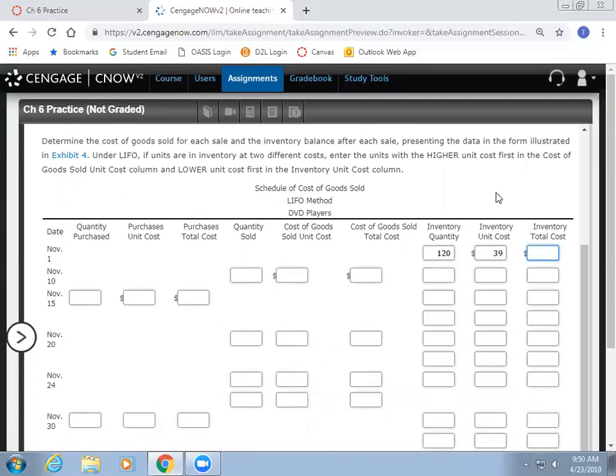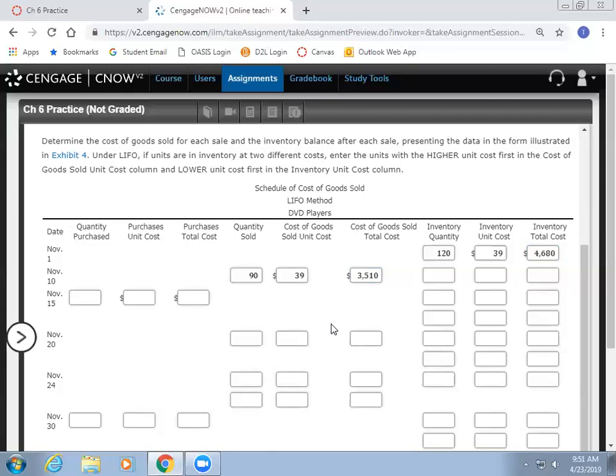So your inventory total cost should be $4,680. On November 10th, when you make your first sale, we still only have one inventory cost level, so it's the same as FIFO too. That one's kind of easy. We sold 90 units, and the only price point we have is $39. That would be $3,510.